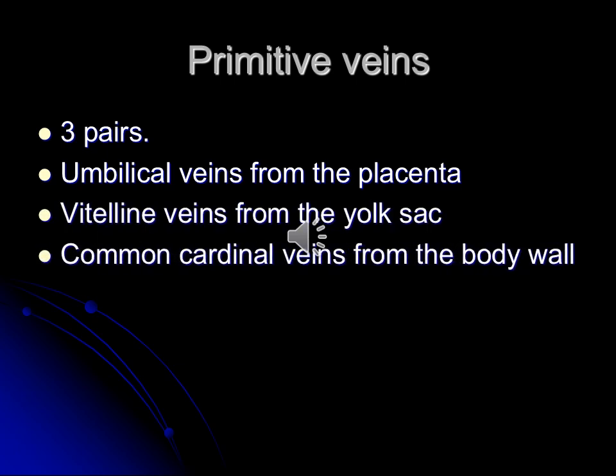Very well, this is what I was talking to you about: the primitive veins and the sources from which these veins are derived, on the right and left sides. Umbilical veins from the placenta, vitelline veins, right and left, coming from the yolk sac, and common cardinal veins coming from the body wall.